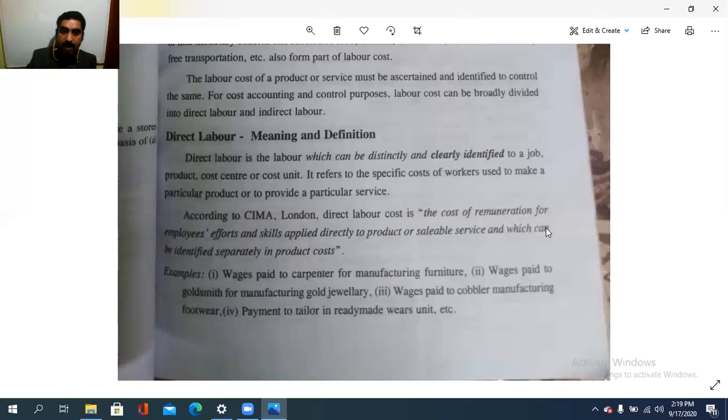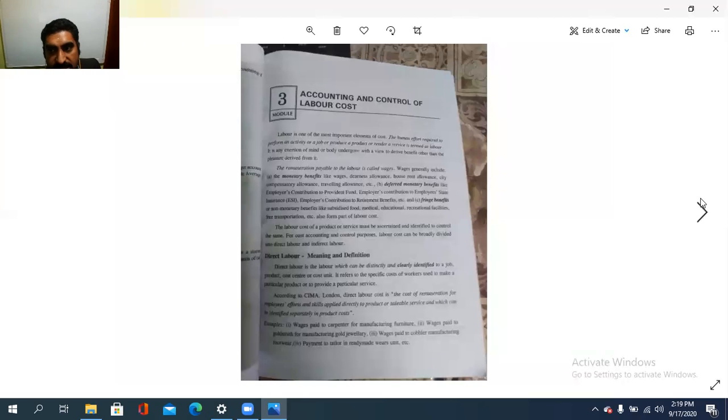Wages paid to the carpenter for manufacturing the furniture. The effort the carpenter puts in to make a furniture, the remuneration given to the carpenter for that effort, that is direct labor. That is direct labor, directly involved in that production process, isn't it? So that is direct labor. Understand? So the cost of remuneration for the employee's efforts and skill applied directly to the product or the saleable service and which can be identified separately in the product cost.